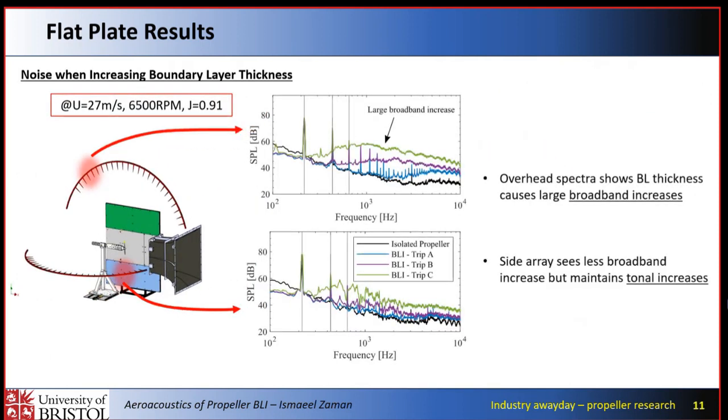For the overhead array, we can clearly see that the increase in noise is very obviously due to a large increase in broadband noise from turbulence ingestion. But in contrast, we see that in the side array, the broadband increase is not so clear, but the tonal increases are still quite significant.